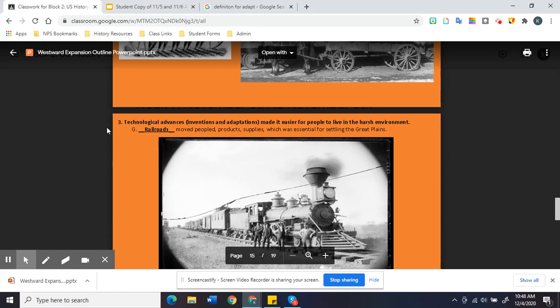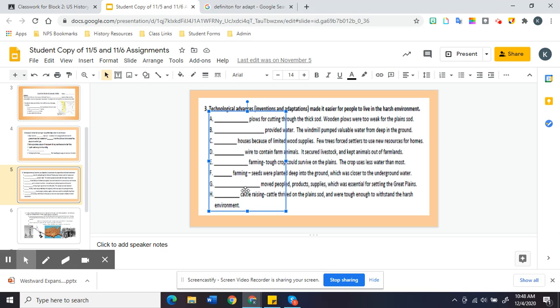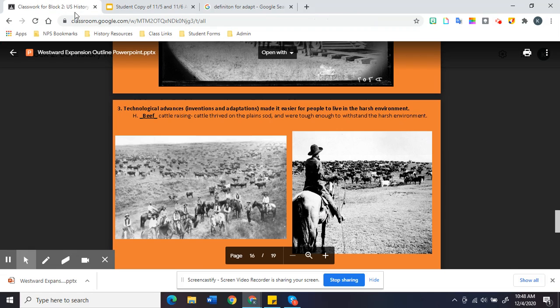G, railroads moved people, products, and supplies, which was essential for settling the Great Plains. Then beef cattle raising. Cattle thrived on the plains and were tough enough to withstand the harsh environment.